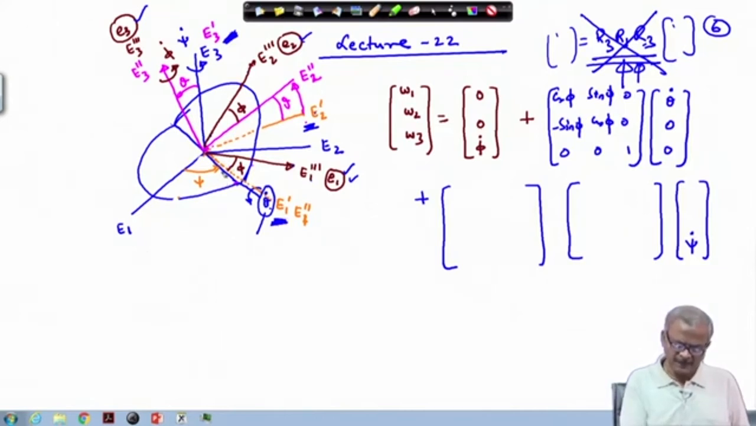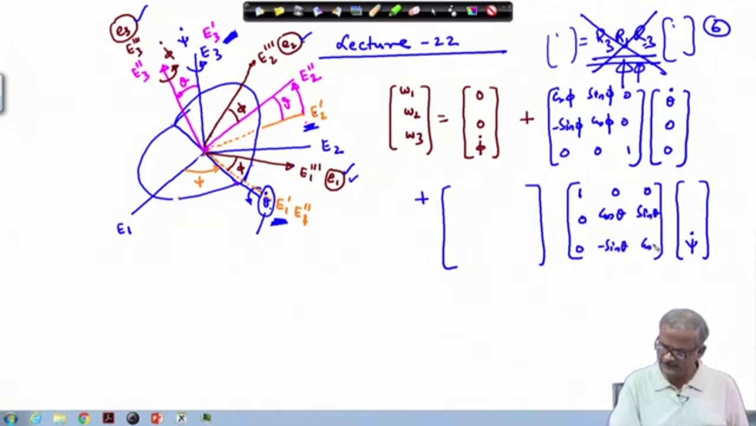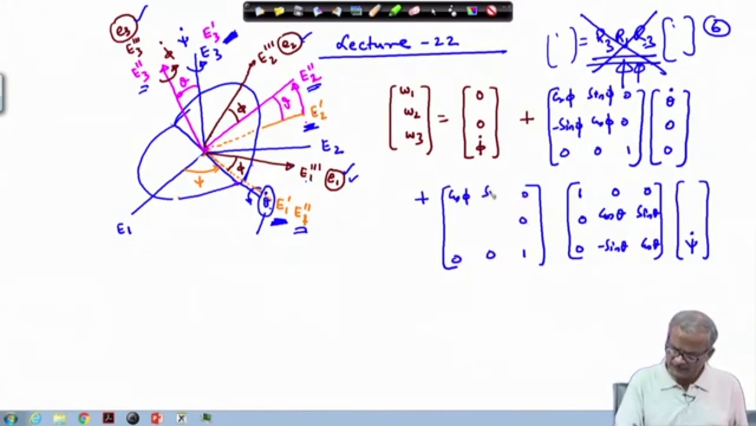In this axis system, E 1 double prime, E 1 prime, E 2 prime and E 3 prime form a rectangular triad, perpendicular to each other. Therefore, I first rotate it by theta, about the x axis. I write it like this: cos theta, sin theta, minus sin theta, cos theta. Once we have rotated like this, it has been converted to E 1 double prime, E 2 double prime and E 3 double prime. The last rotation, to bring it to E 1 triple prime, E 2 triple prime, E 3 triple prime, is by phi about the z axis. So, cos phi, sin phi, minus sin phi and cos phi.